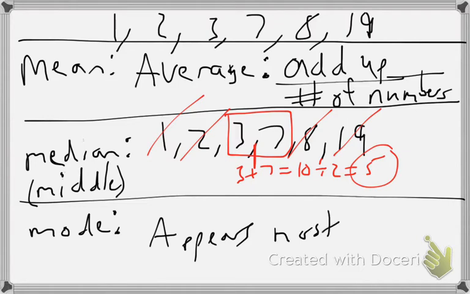Appears most often. Again, I apologize for my terrible handwriting. It's always terrible, but now when I'm writing on this digital screen with my low quality stylus, it is especially bad. So, appears most often. This is an example where I look at my numbers and none of them appear more than once. So this would actually be the case where I have no mode.